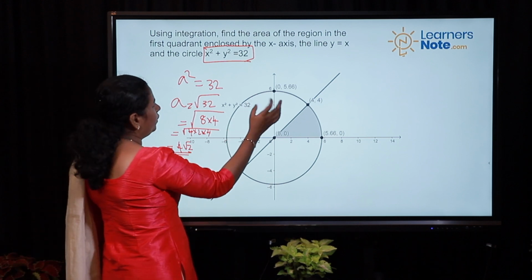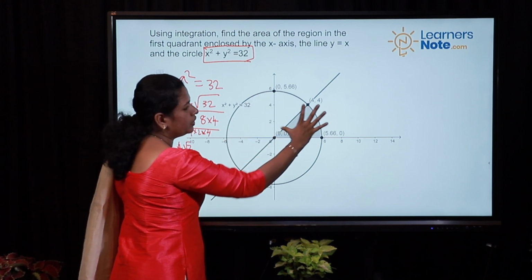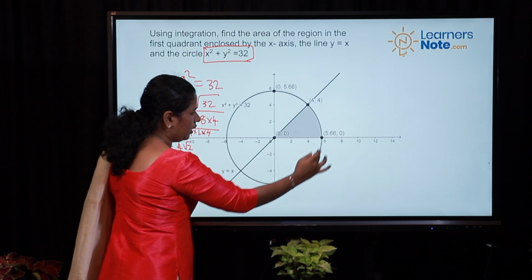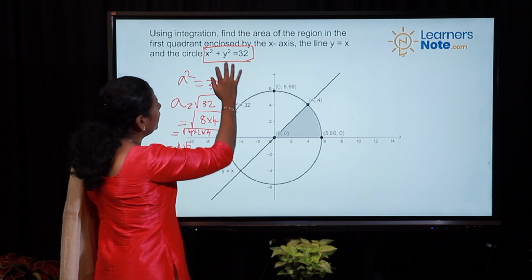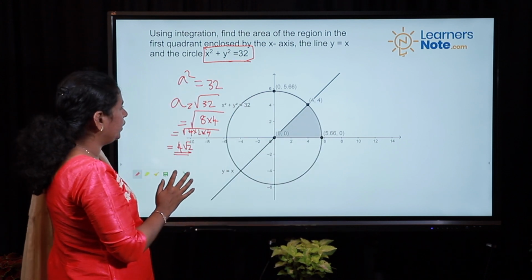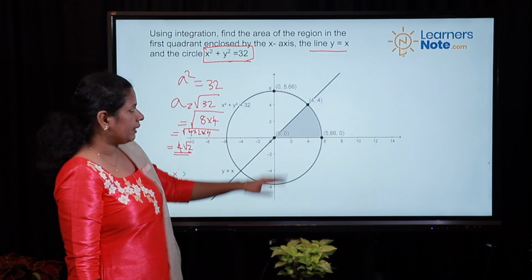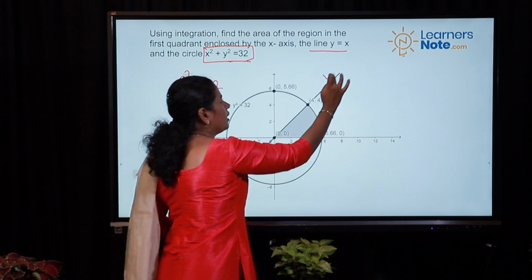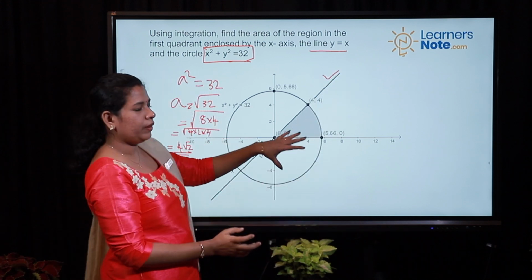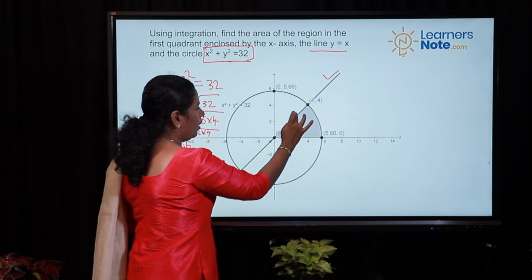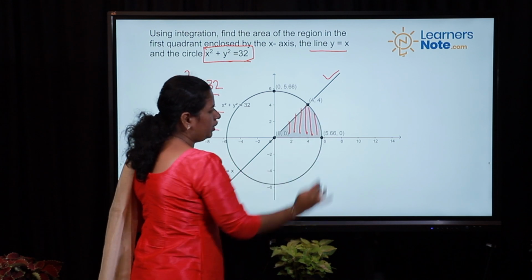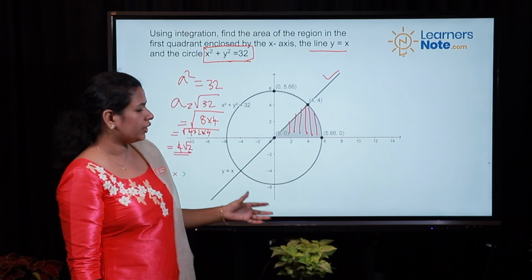So, we need to calculate the area of the shaded portion. So, this is the curve, the first curve which you got, x square plus y square is equal to 32. And the second curve is the equation for a straight line, y equal to x. So, this is the second curve. So, I need to calculate the area between these two curves. For that, this is the required area we need to calculate.